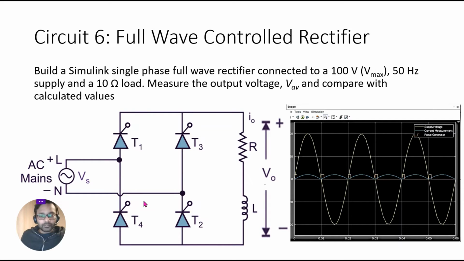Now, to implement this full wave rectifier, we will need 4 thyristors. Basically your full wave rectifier will convert the negative cycle to a positive voltage, or a near constant voltage with ripples.